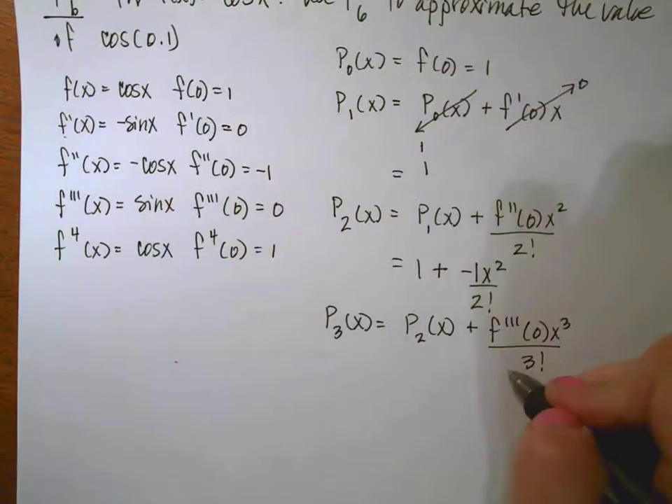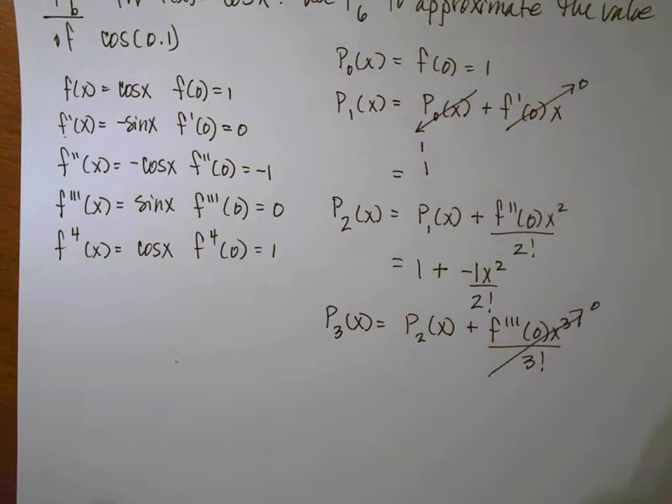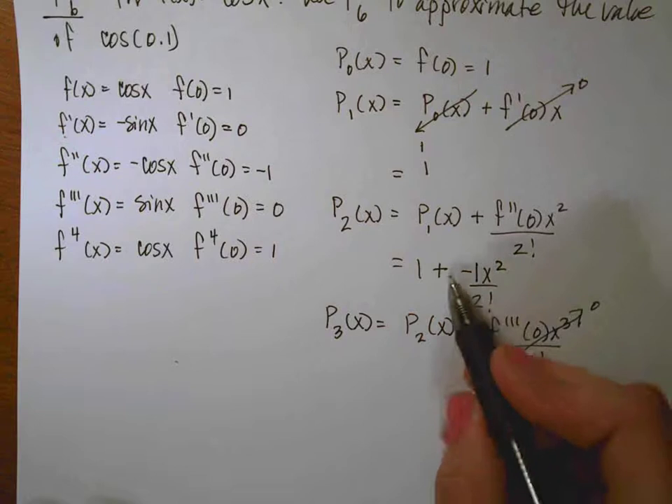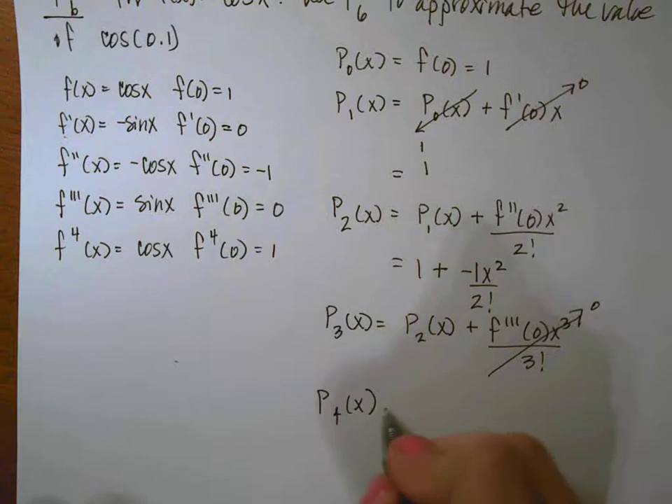But if we look at the third derivative evaluated at 0, I get a 0, so that means that this is going to go away. So that whole expression goes to 0. Okay, so it's still just going to be this.